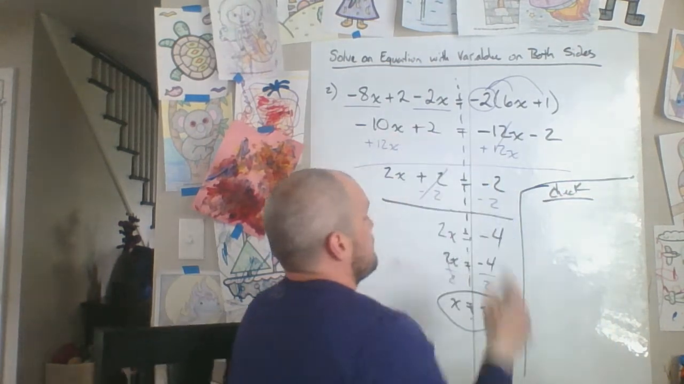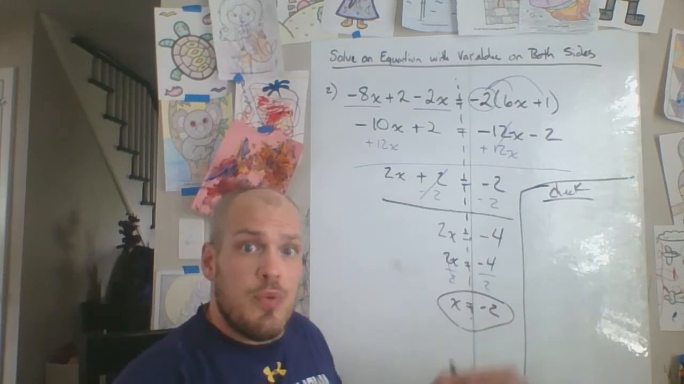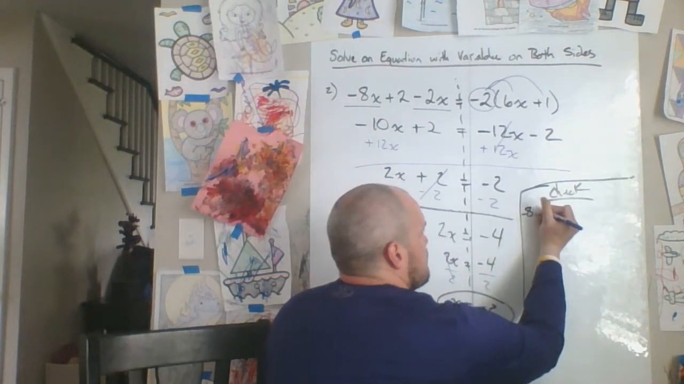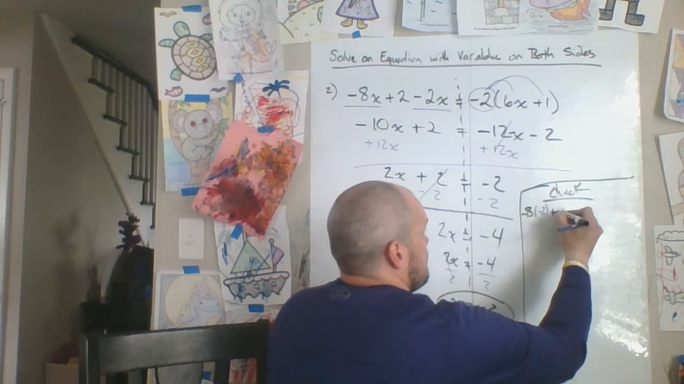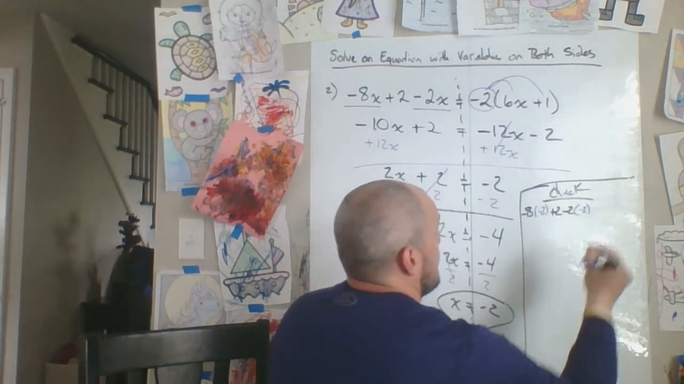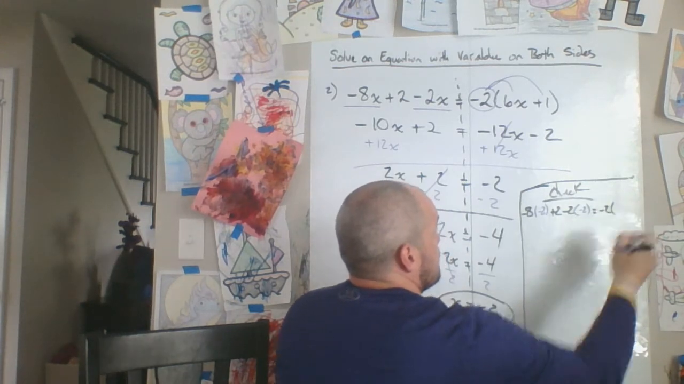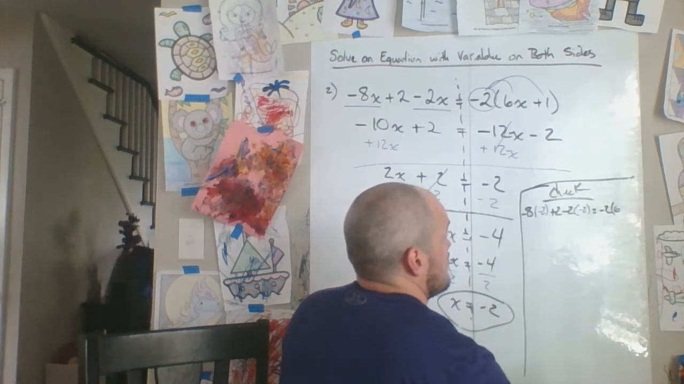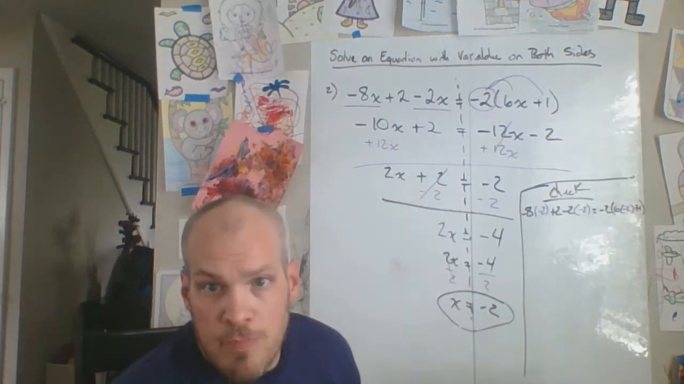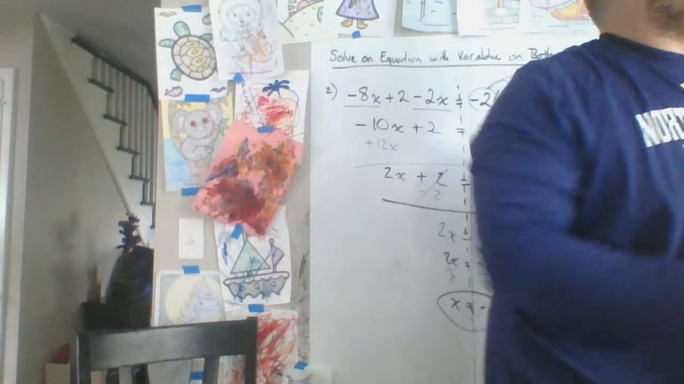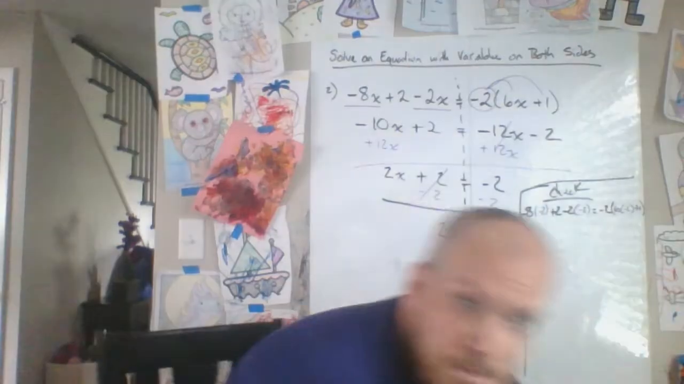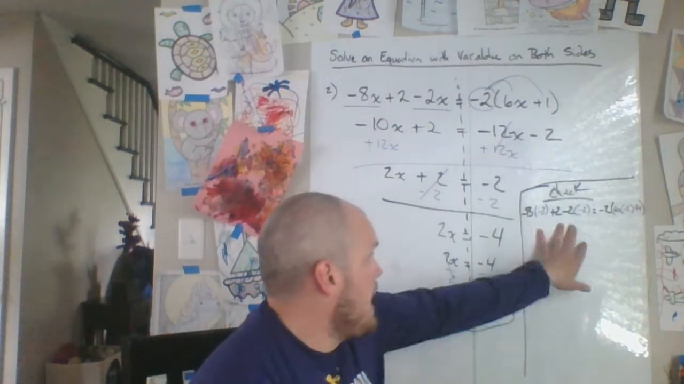When we check our solution, we're going to substitute in what we think our answer is, which is negative 2, into the equation. So I get negative 8 times negative 2 plus 2 minus 2 times negative 2 equals negative 2 times 6 times negative 2 plus 1. This is a long one, okay? Kind of jamming that in. Let me try to get rid of the glare here. Sorry about that.